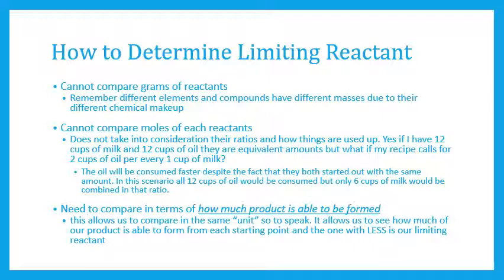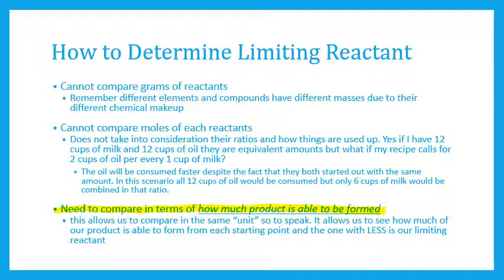So really quickly, the main highlight of this slide is that we are going to need to compare each reactant in terms of how much product is able to be formed. The reason why we're going to do it in terms of product is because grams of reactants isn't going to really tell us much because they're going to have different masses. Each element and each compound is going to have a different chemical makeup, which means they're going to have different masses. So that's kind of like comparing apples and oranges, and it doesn't really make sense.